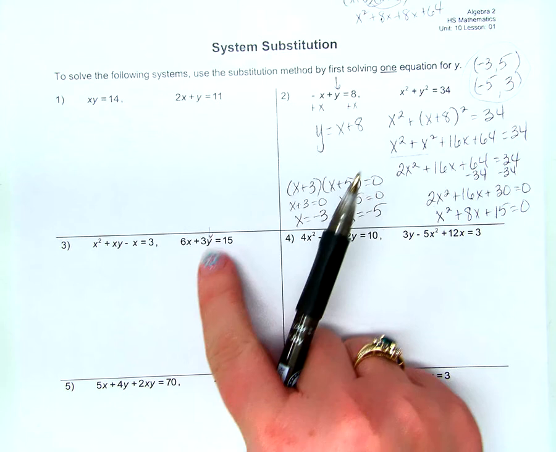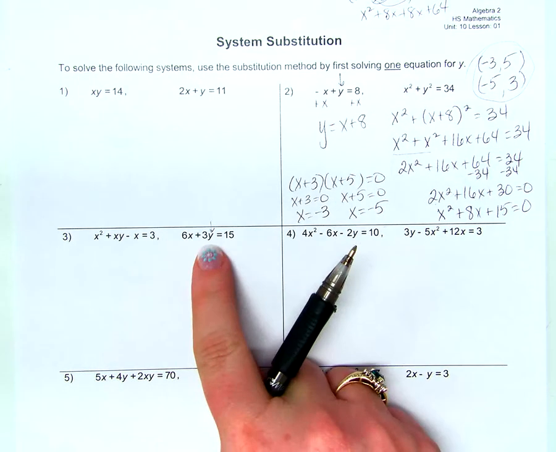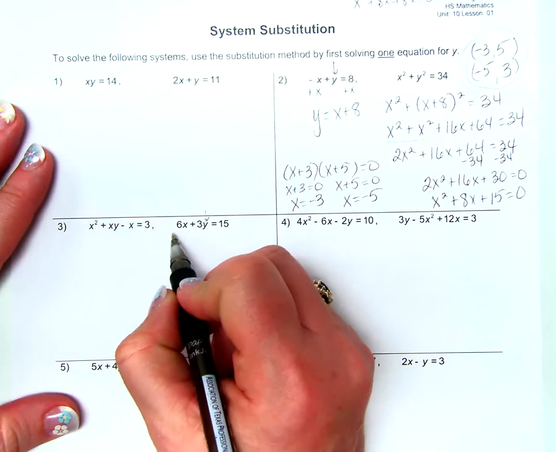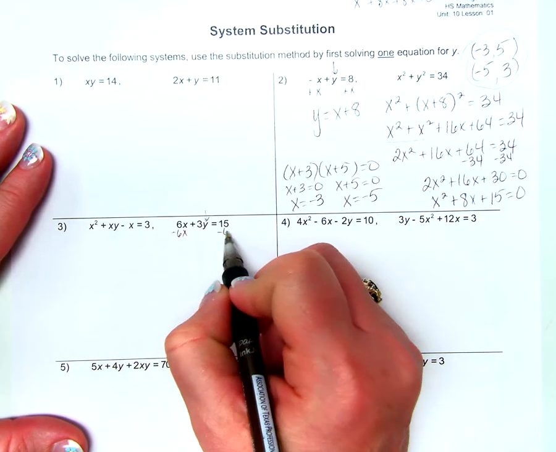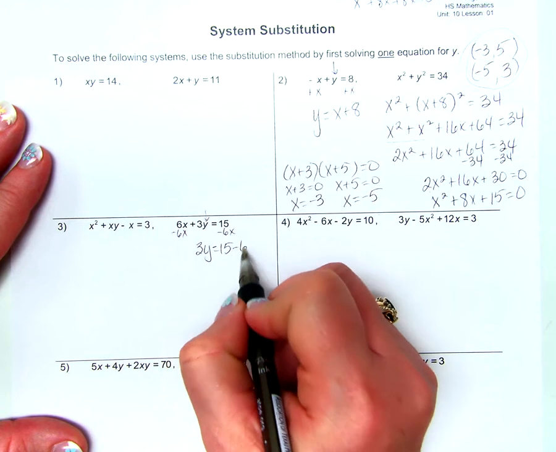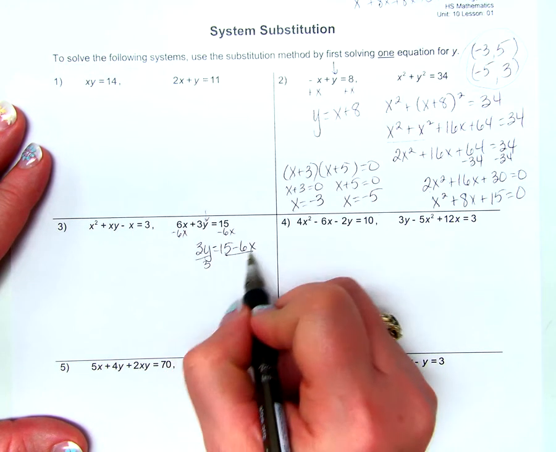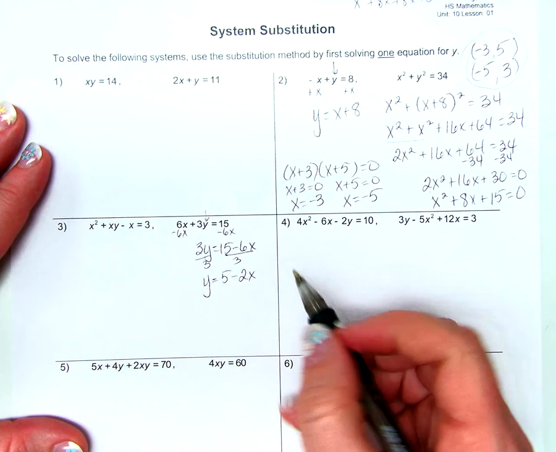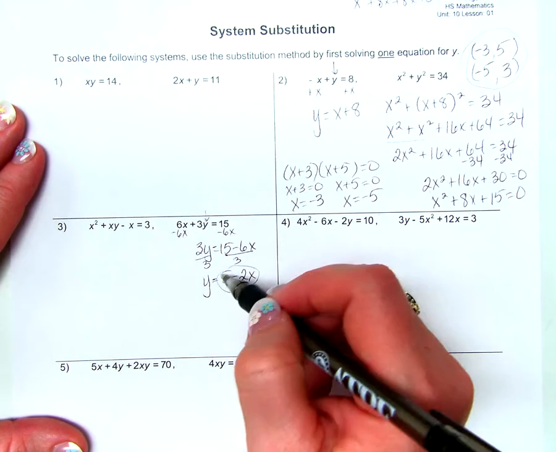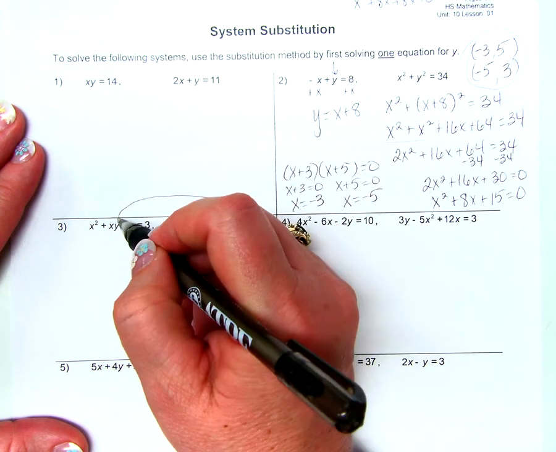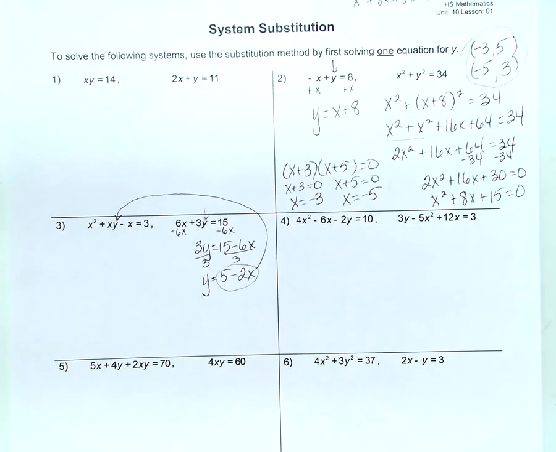Okay? Let's solve problem number 3. Let's solve this equation for y, and then you'll be responsible for the rest of these. Okay? If we're solving for y, we're going to subtract 6x from both sides. And I divide everything by 3, so y is going to equal 5 minus 2x. Take the 5 minus 2x and plug it in over here for y, and go from there.